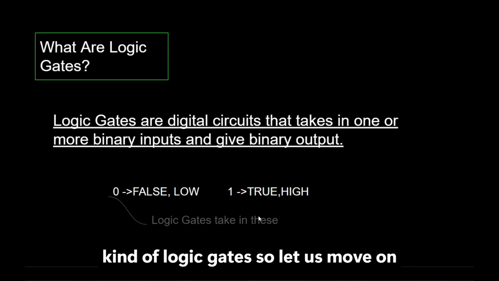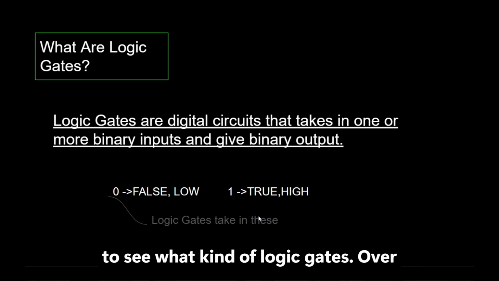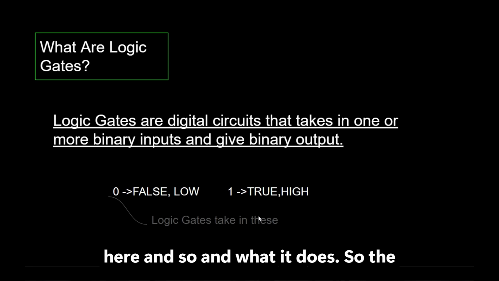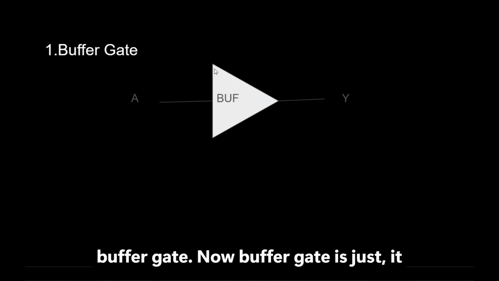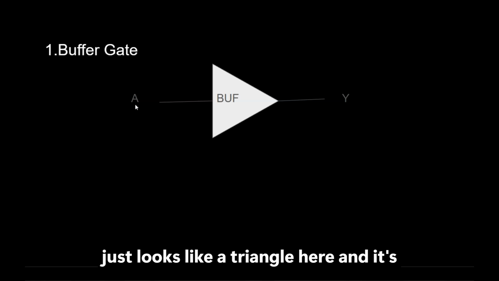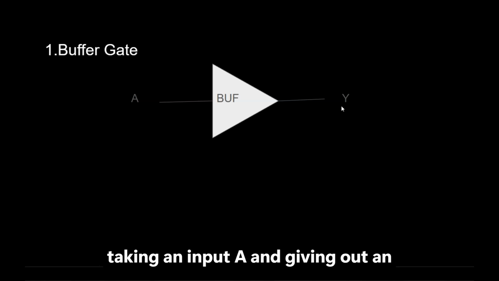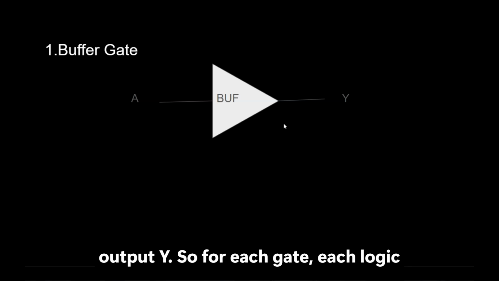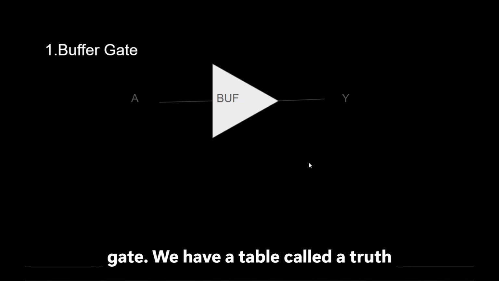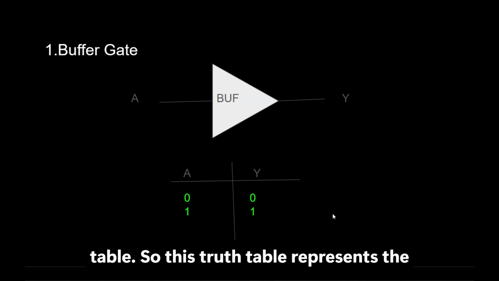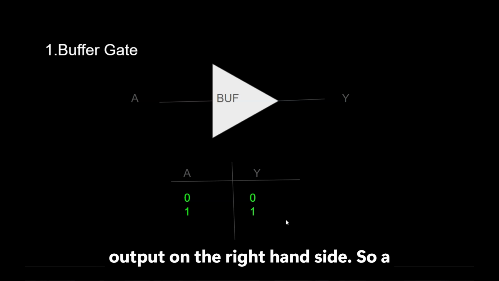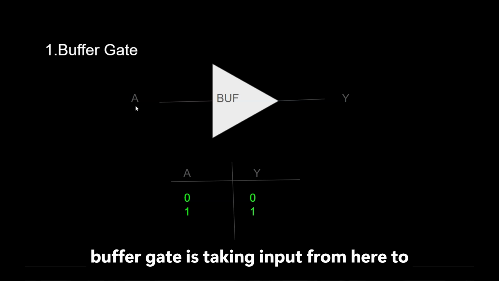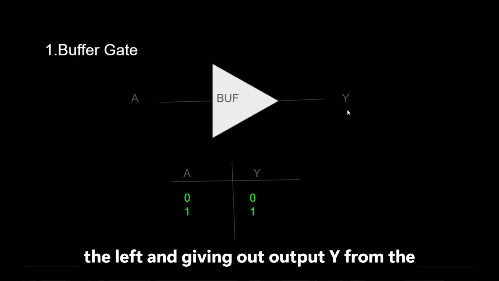Now, there are many kinds of logic gates, so let us move on to see what kinds of logic gates there are and what they do. The first gate we are going to see is the buffer gate. The buffer gate looks like a triangle here, and it's taking an input A and giving out an output Y. For each logic gate, we have a table called a truth table. This truth table represents the input on the left-hand side and the output on the right-hand side. So a buffer gate takes input from the left and gives out output Y from the right.